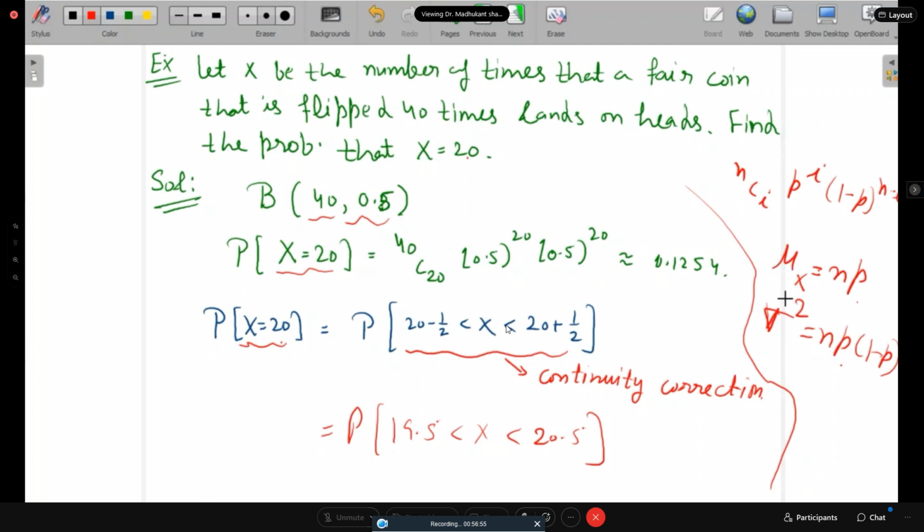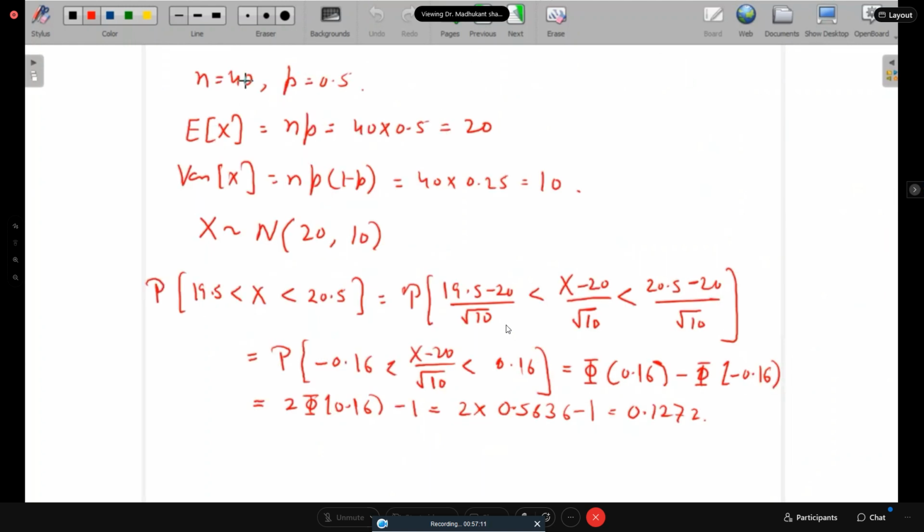You have to grab this information to treat this variable as a standard normal variable, because you have to subtract the mean and divide by the standard deviation on both sides. If you do so, the mean here is 20 and the variance is 10. So you are approximating x by a normal distribution with mean 20 and variance 10. Now you subtract the mean and divide by the standard deviation, that's the square root of 10.